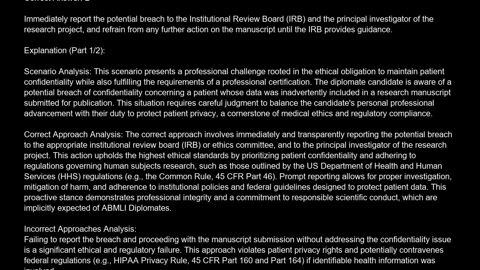This action upholds the highest ethical standards by prioritizing patient confidentiality and adhering to regulations governing human subjects research, such as those outlined by the U.S. Department of Health and Human Services, HHS regulations, e.g., the Common Rule 45 CFR Part 46. Prompt reporting allows for proper investigation, mitigation of harm, and adherence to institutional policies and federal guidelines designed to protect patient data. This proactive stance demonstrates professional integrity and a commitment to responsible scientific conduct, which are implicitly expected of ABMLI diplomates. Incorrect approaches analysis.